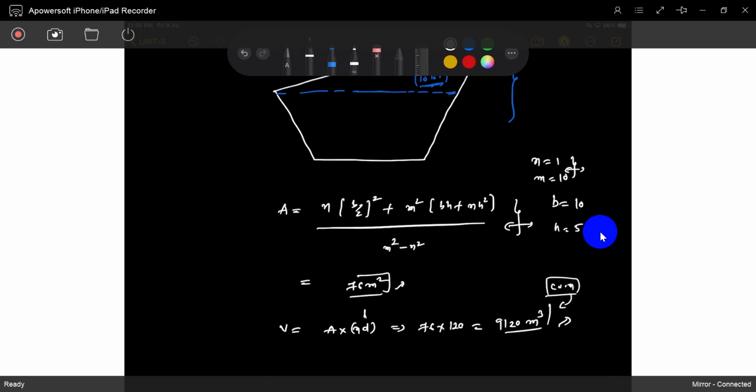Otherwise, if a pond or lake is there, it has non-uniform cross sections; the bottom has a different cross section and the top has a different cross section. We will use the same approximations. Take each cross section area of the reservoir, top surface, bottom surface, and with small approximations you will get the volume. It's very simple, you can easily understand. We will see it next class. That's the end of the story.